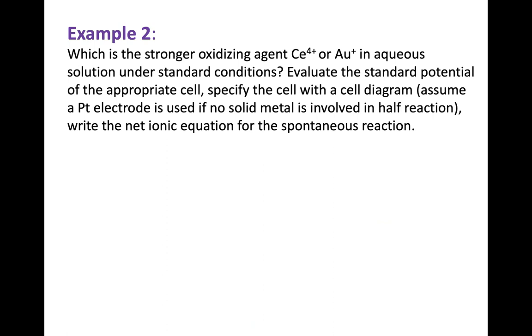So here's where I would usually say, it's your turn. You get to try this question out in class. So we've got cerium 4+ and gold+ in aqueous solutions, and we want to do the same thing. Evaluate the standard potential of the appropriate cell, specify the cell with a diagram. We can assume a platinum electrode is used if no solid metal is involved in the half reaction, and write the net ionic equation for the spontaneous reaction.